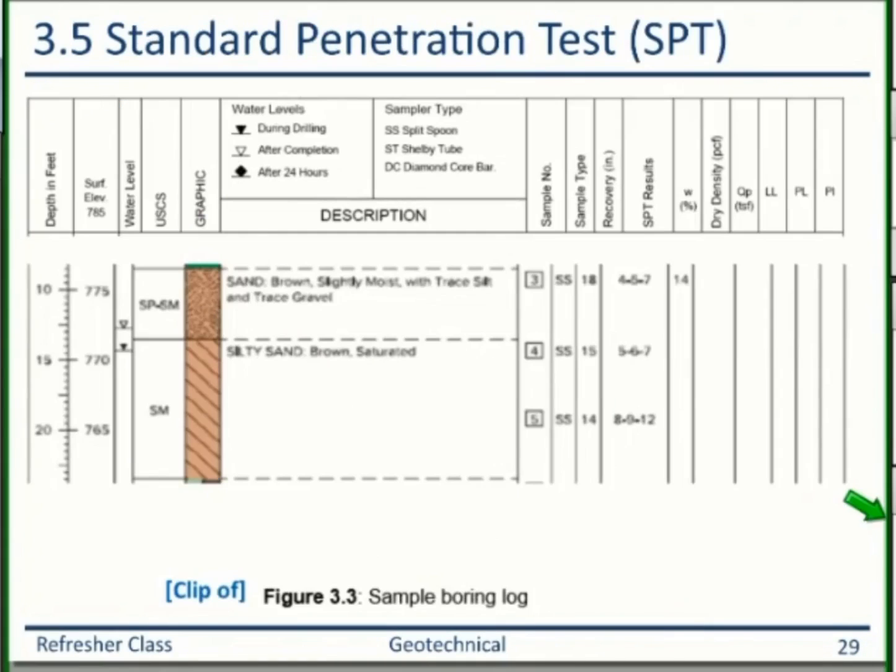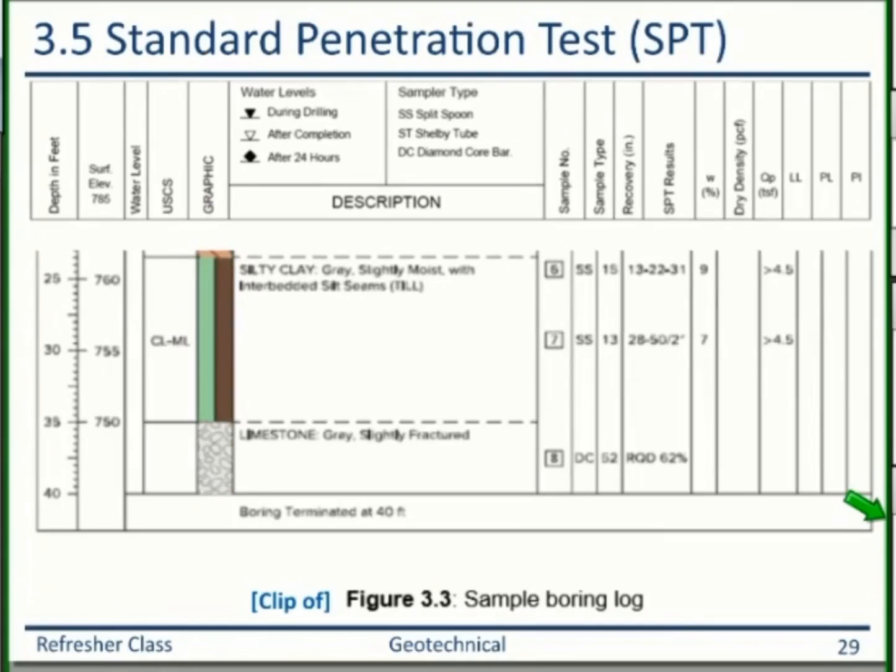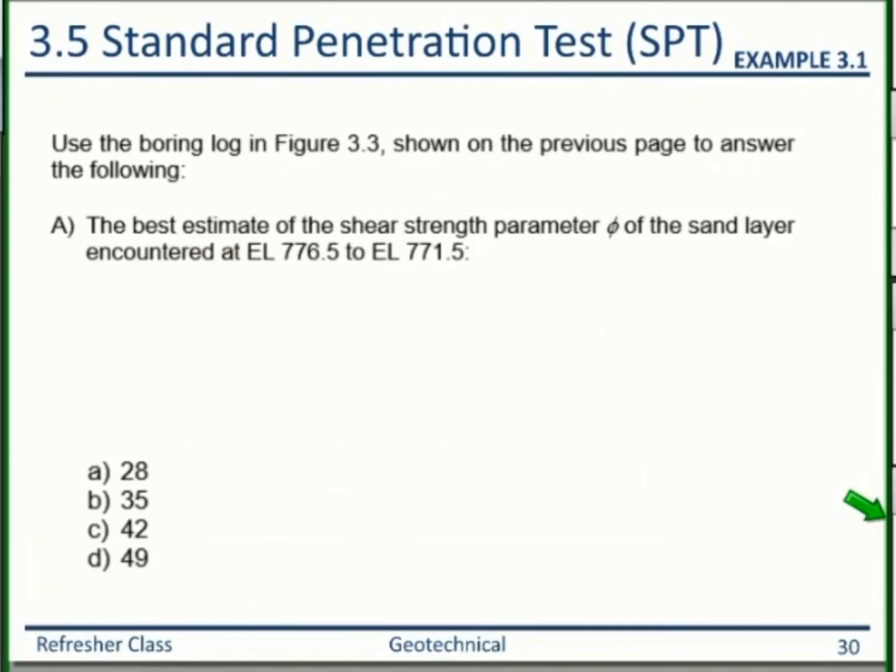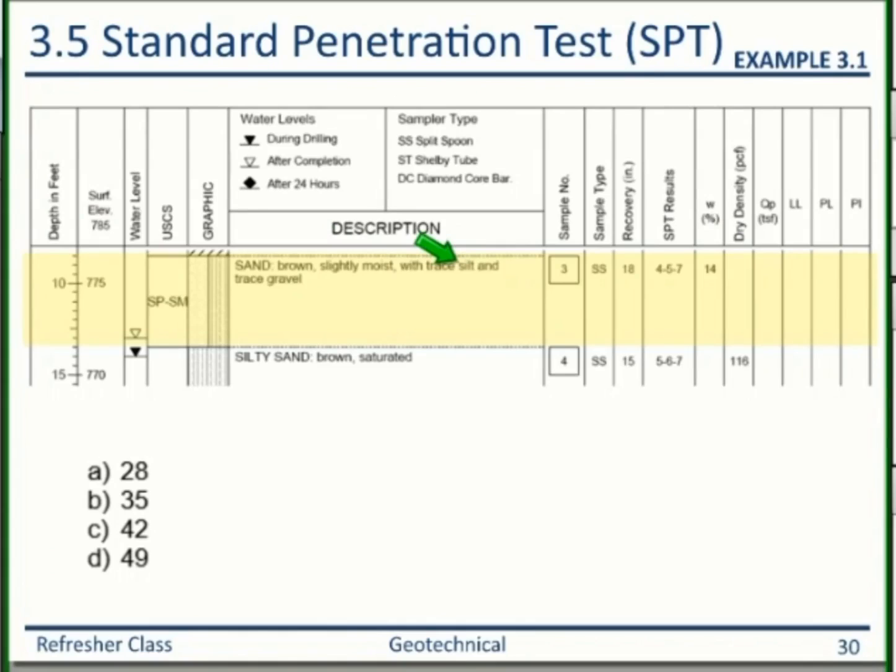Example 3.1. Here, the best estimate for the shear strength parameter, friction angle phi, of the sand layer. Your elevation is given here, 776.5 to 771.5. This is your elevations, starting at 776.5, this is 770, so this is 771.5. So that is defining the layer of sand.